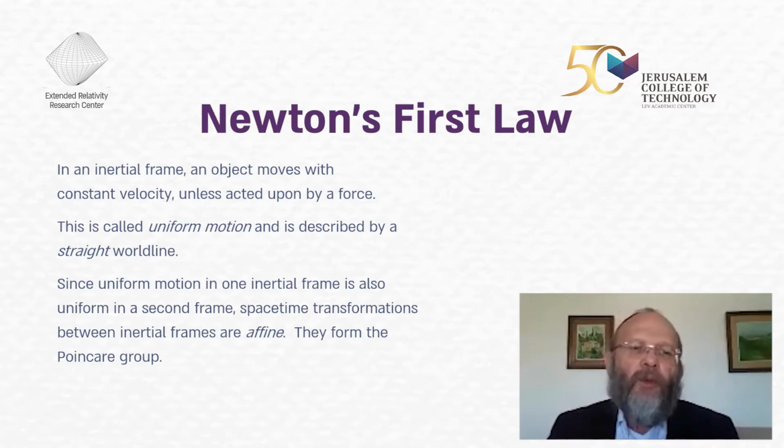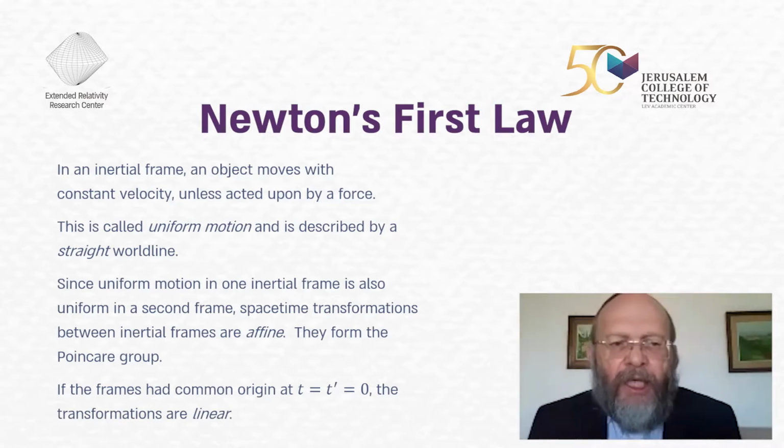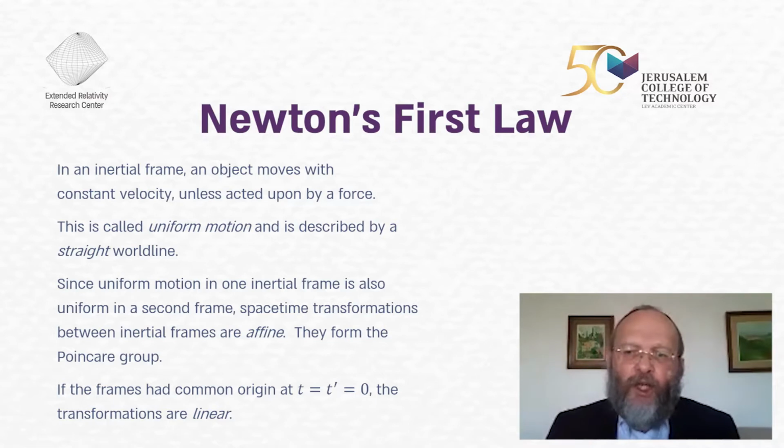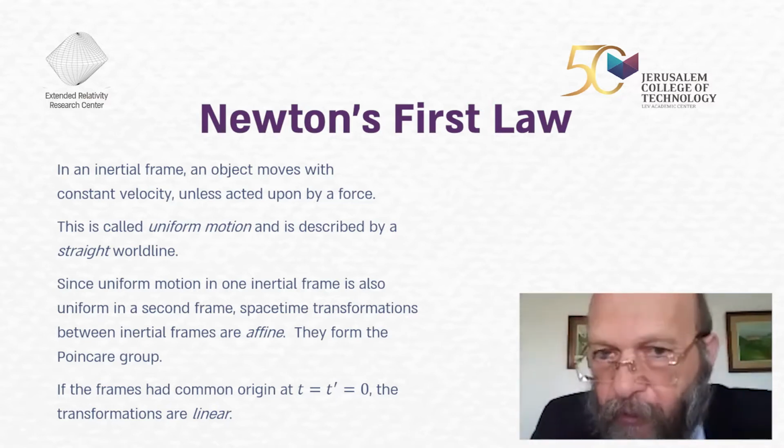We will not deal with this group. We'll add an additional assumption. We need a subgroup of it. It is if the frames had common spatial origins, at time t and t prime equal to 0. That means the four-dimensional zero vector is the same. So the transformations are linear. If you have an affine transformation, it's always a constant vector plus a linear one. And with this additional condition, this constant term doesn't exist, so we're talking about a linear transformation. And this follows directly from Newton's first law.